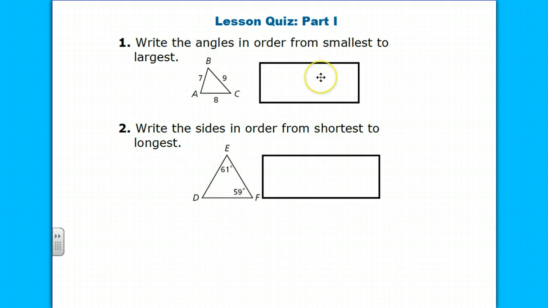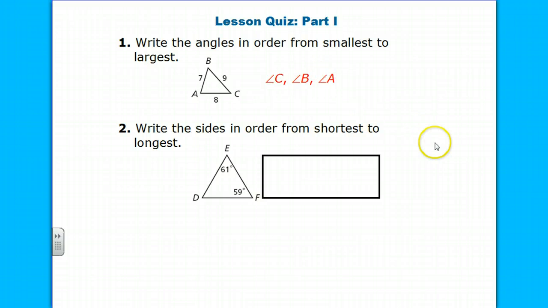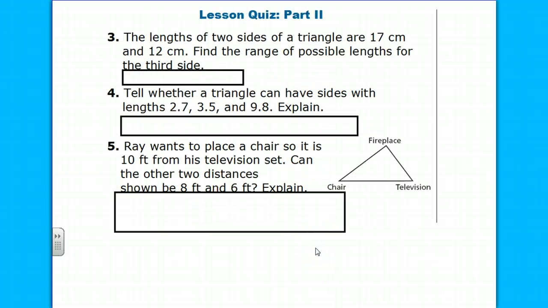Okay, and for number 1 we have, and number 2. And don't forget to pause, come back. And the range of the possible lengths of the third side would be, the range would be values between 5 and 29, right?